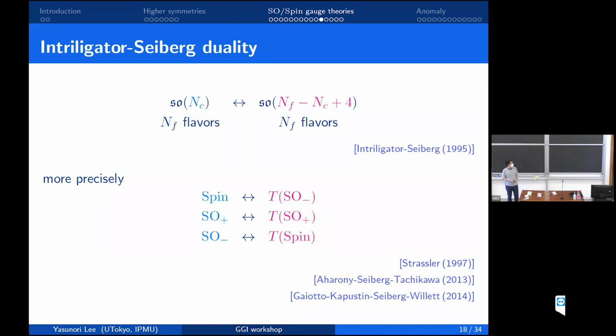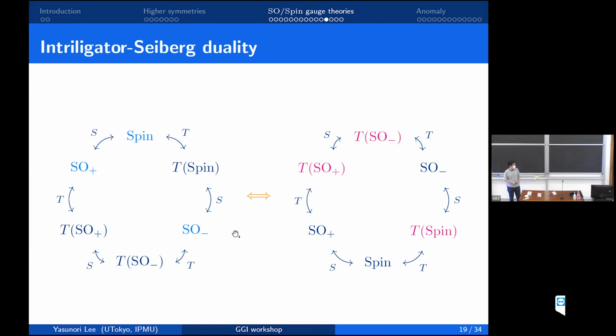So again, pictorially, we have this kind of orbit. The Intriligator-Seiberg duality maps this Spin theory to SO minus theory with discrete theta term, SO plus theory to SO plus theory with discrete theta term, and finally SO minus theory to Spin theory with discrete theta term. So actually, if you flip the orbit on the left-hand side upside down, you get the orbit on the right-hand side. So that's the action of the Intriligator-Seiberg duality.